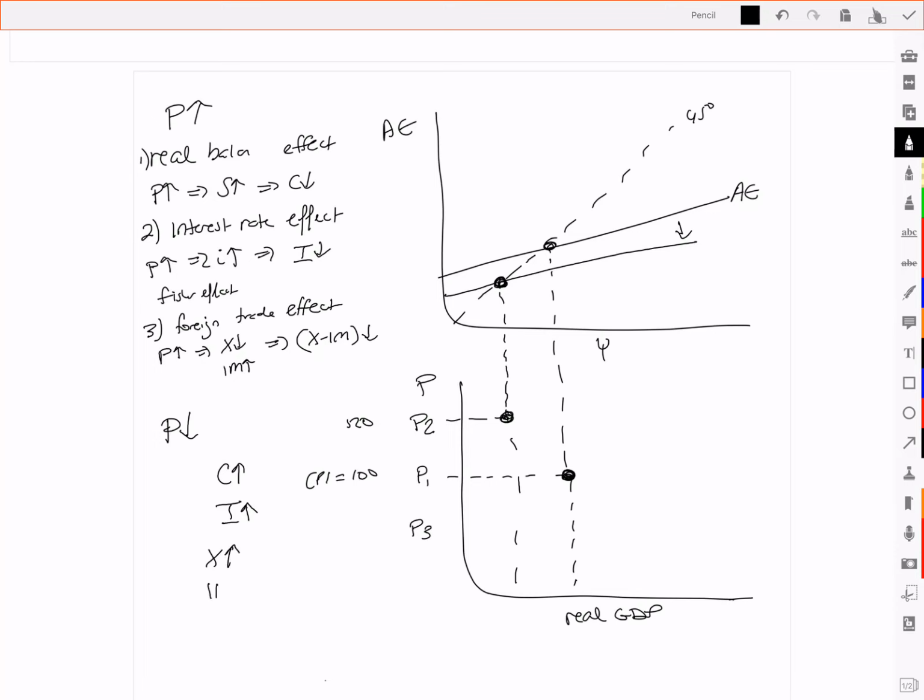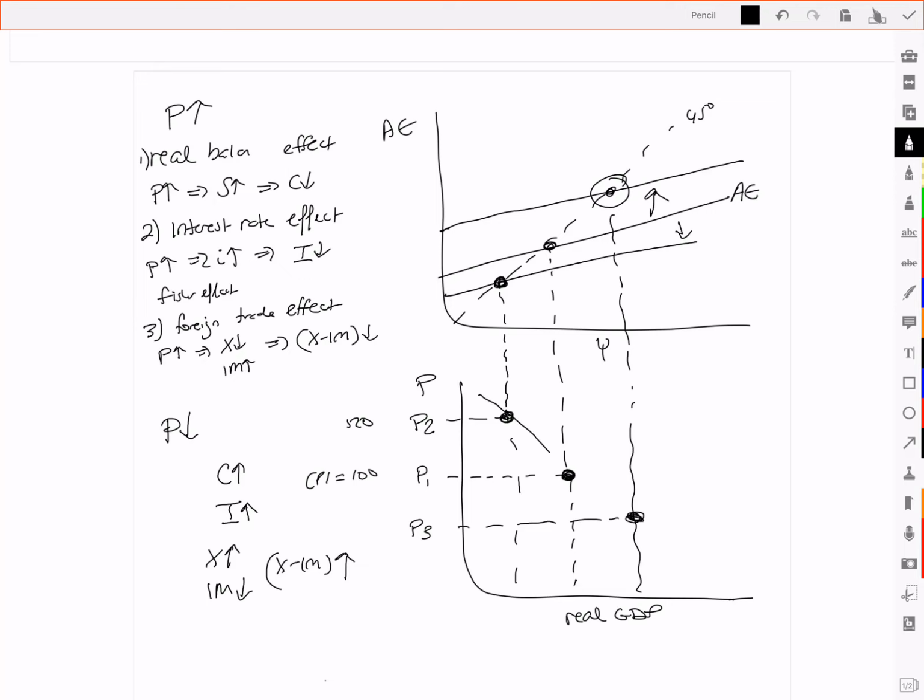Exports go up, imports go down, because our stuff is cheaper than other people's, and that makes X minus IM go up. So notice that when the price falls, consumption spending goes up, investment spending goes up, net exports go up, which means all of these make aggregate expenditures go up. And that does what to our equilibrium? Here's our new equilibrium. And so at lower prices, we have a higher GDP.